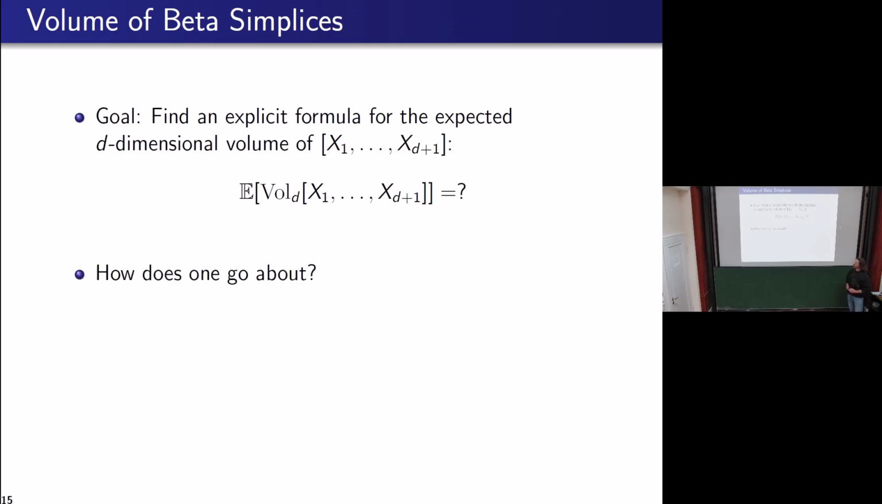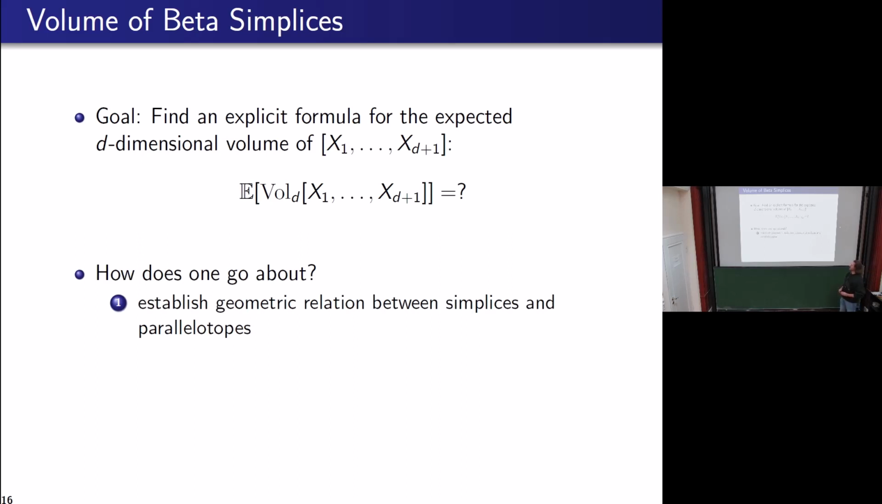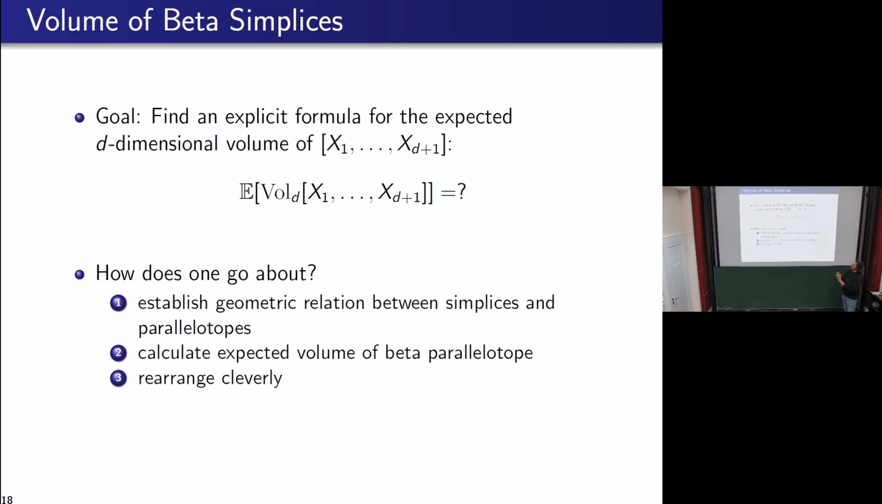And how does one go about this? First, we're going to establish the geometric relation between simplices and parallelotopes. Then we're going to calculate the expected volume of a beta parallelotope, which will turn out to be very easy. We will then rearrange our relation cleverly, and then we will get an explicit formula for the volume of a beta simplex. So this is what we're going to be doing today. And we're going to start with the first one.